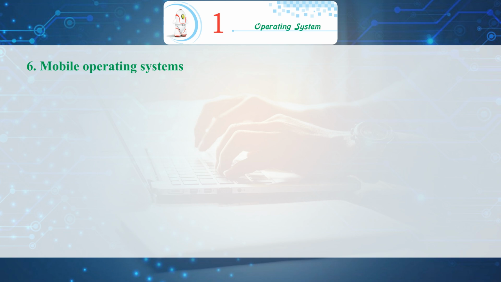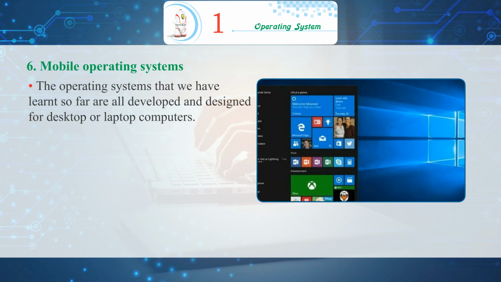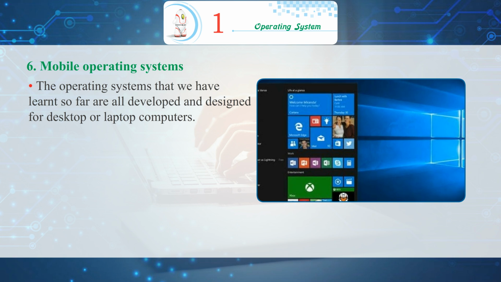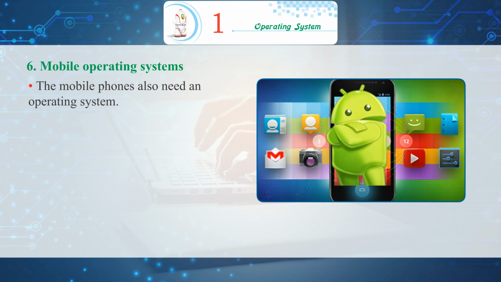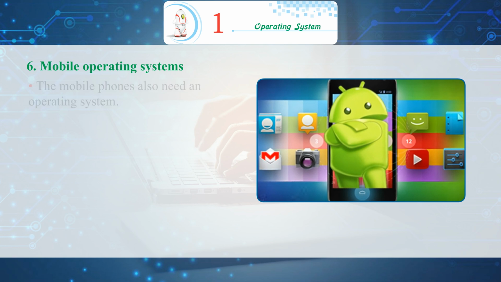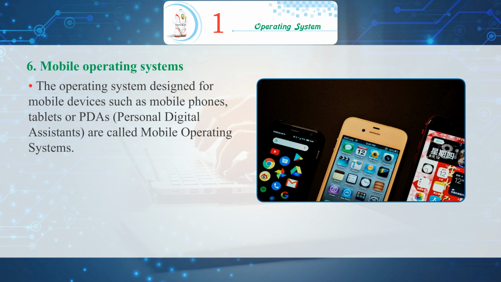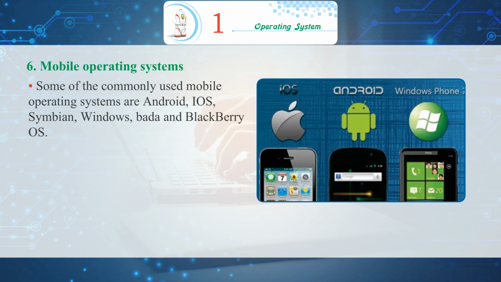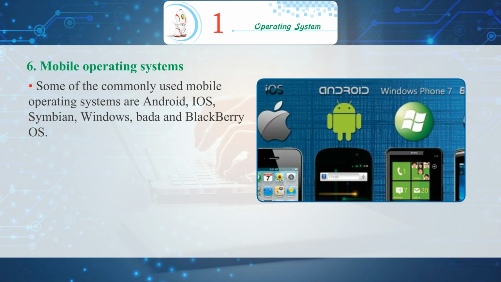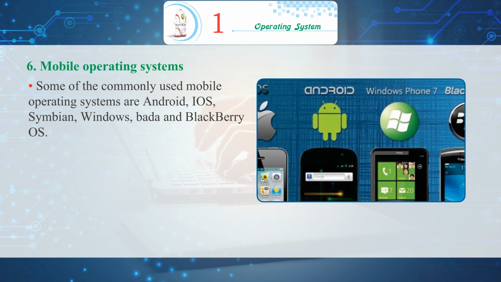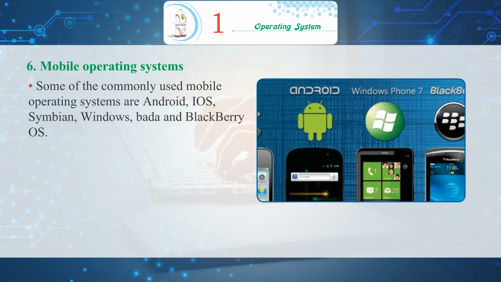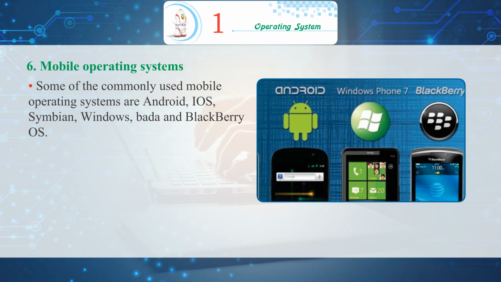6. Mobile Operating Systems. The operating systems that we have learnt so far are all developed and designed for desktop or laptop computers. Mobile phones also need an operating system. The operating systems designed for mobile devices such as mobile phones, tablets or PDAs, that is personal digital assistants, are called mobile operating systems. Some of the commonly used mobile operating systems are Android, iOS, Symbian, Windows, Bada and BlackBerry OS.